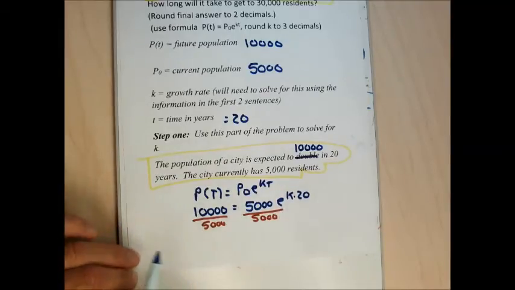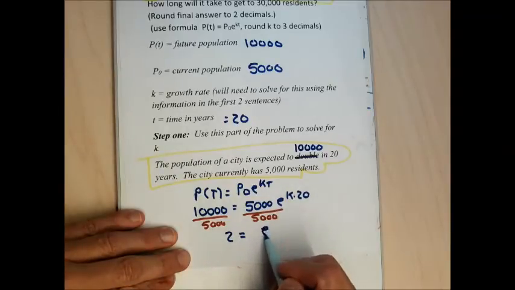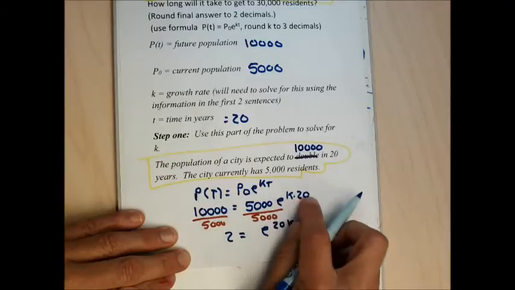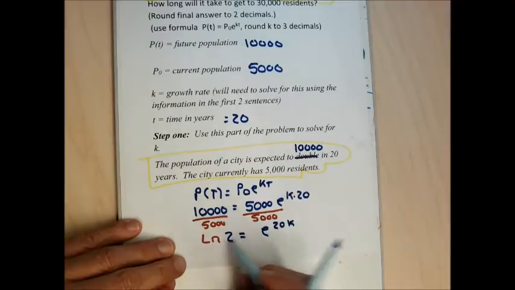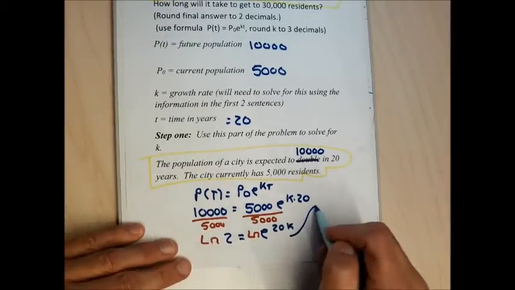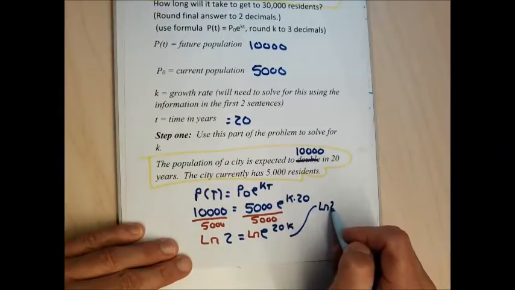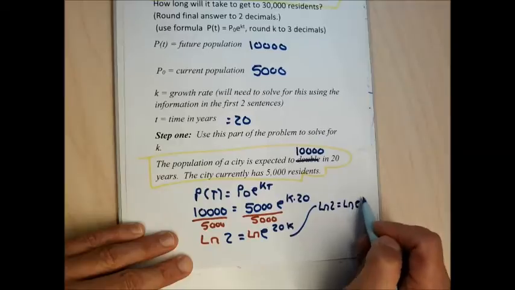On the left side, I'm going to get 2. And on the right side, the 5,000s cancel, and I'm left with e to the 20k, which I'm going to write as 20k as opposed to k times 20. Then I'm going to take the natural log of both sides. This is going to give me the natural log of 2 on the left side. And on the right side, I get the natural log of e to the 20k.